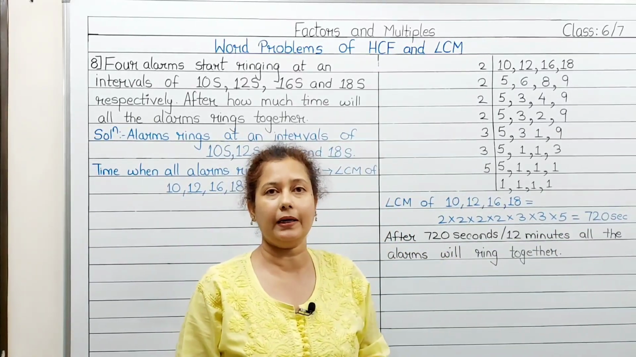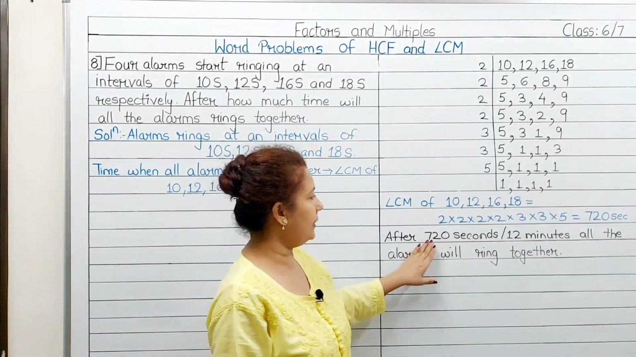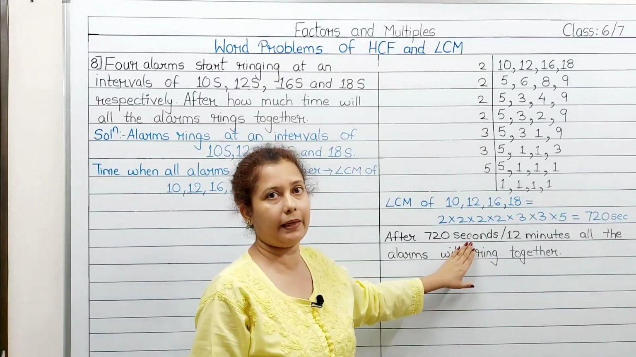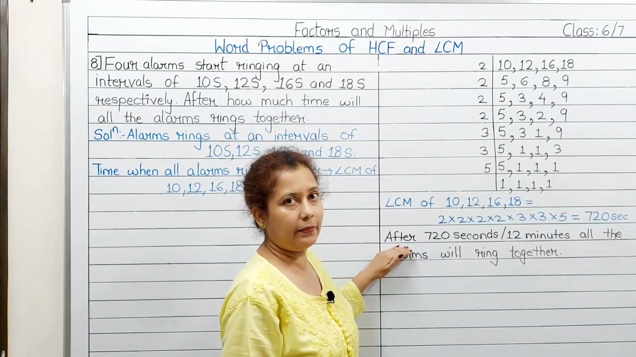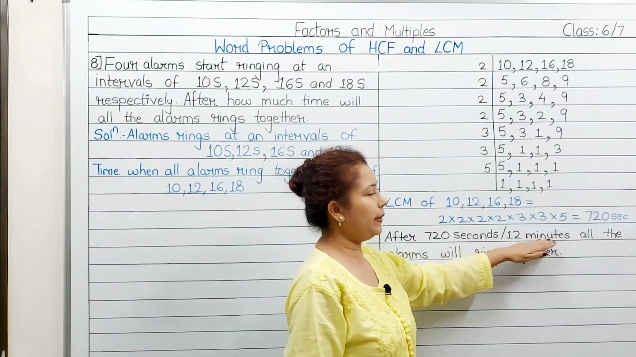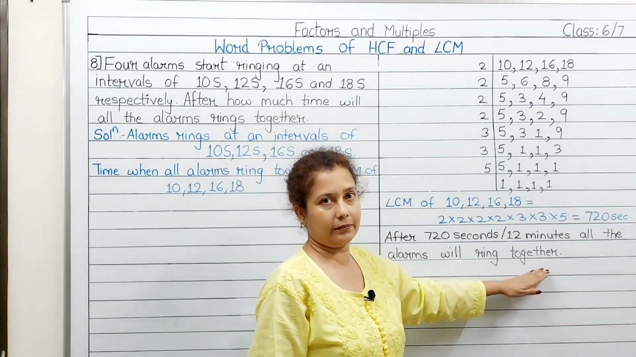Now here 1 minute is equal to 60 seconds. So either we can write 720 seconds, or we can divide 720 by 60, so we get 12. So we can write the final statement as: after 720 seconds or 12 minutes, all the alarms will ring together.